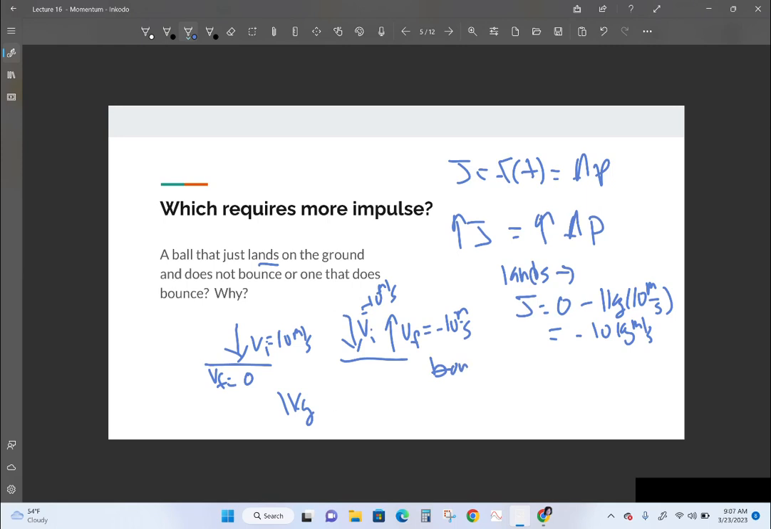For the bounce, J would be equal to the final minus the initial. And the final would be 1 kilogram times negative 10 meters per second minus the initial, which would be 1 kilogram times 10 meters per second. So I've got negative 10 plus a negative 10. I would have negative 20 kilogram meters per second. So this has more of a change in momentum, or more impulse. So the bounce is the one that has the biggest impulse because there's more change in momentum. Just think about it. One stops, but one actually stops and turns around and gains speed in the up direction. That's a huge change in momentum.